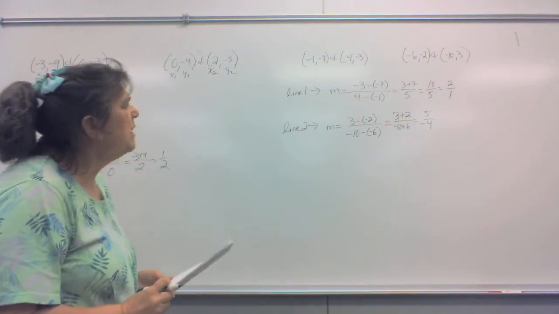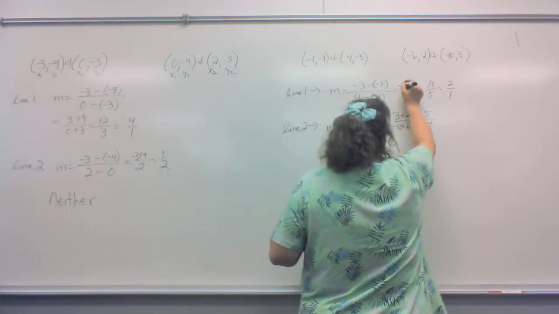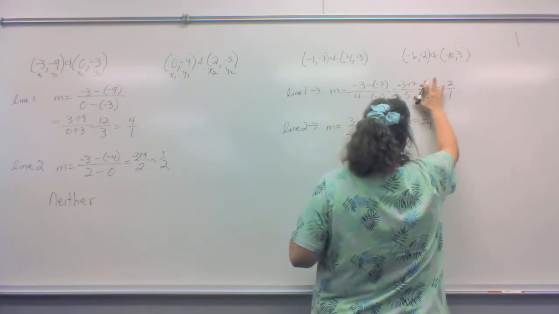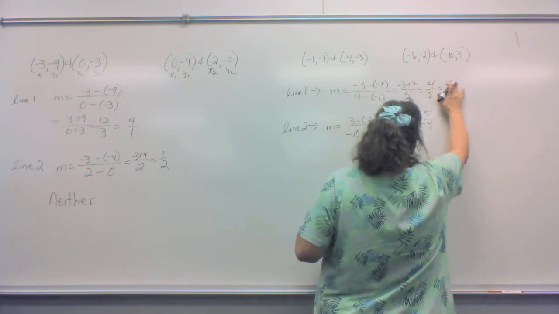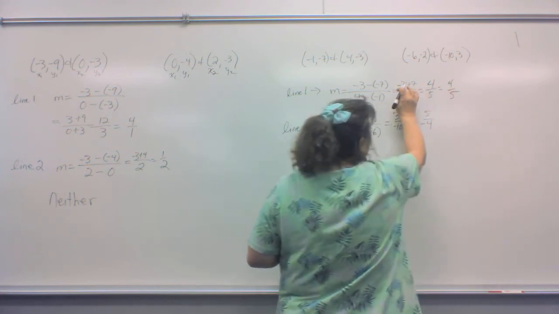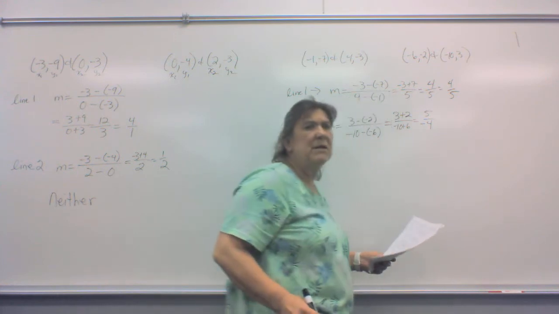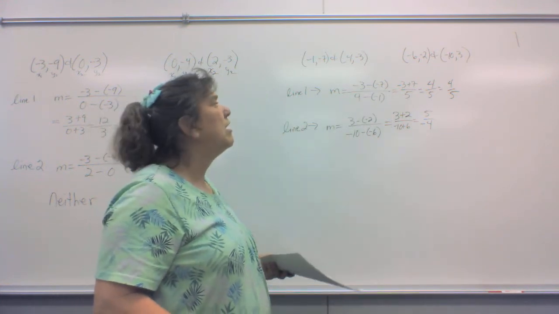Let's see, did I do something wrong? I dropped off my negative. Negative 3 plus 7 is actually a positive 4. That's good, 4/5. I made a mistake because I forgot to carry my negative over. You see how easy it is to make mistakes with your negatives if you're not careful.